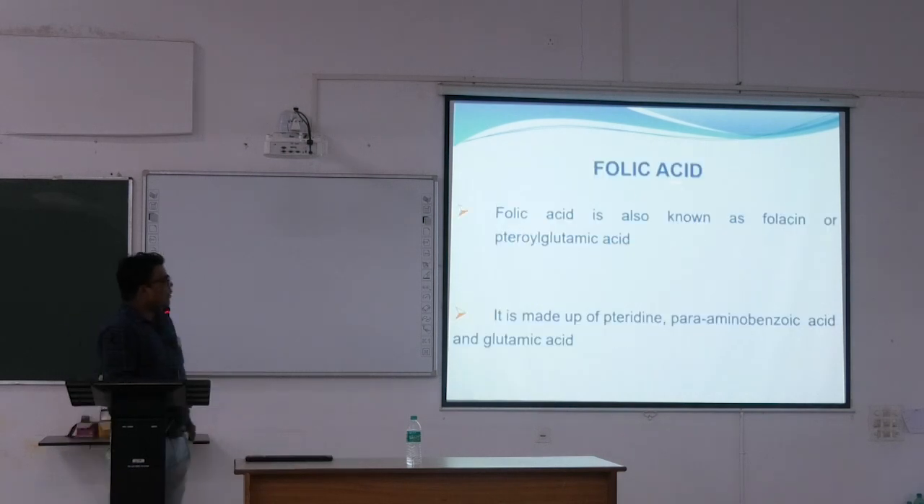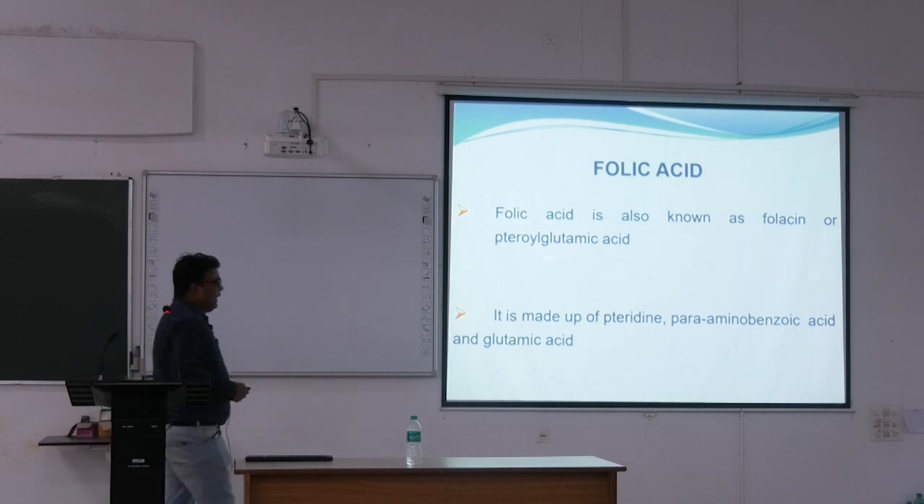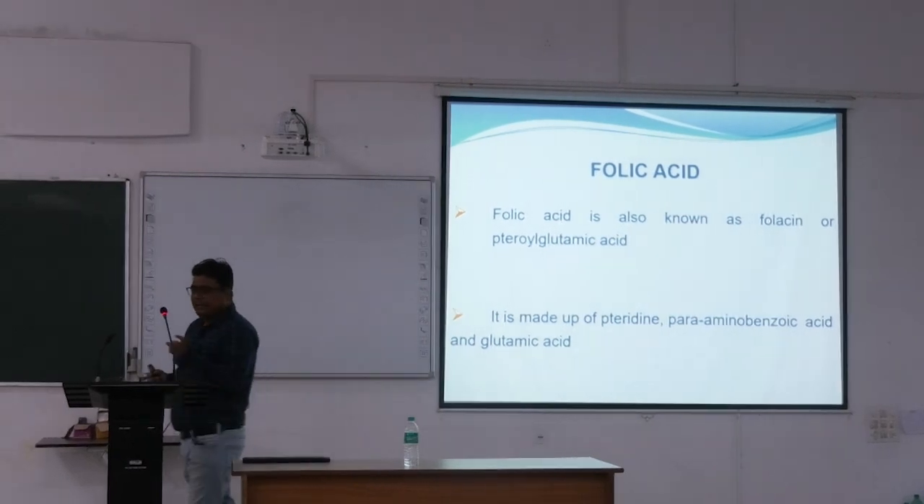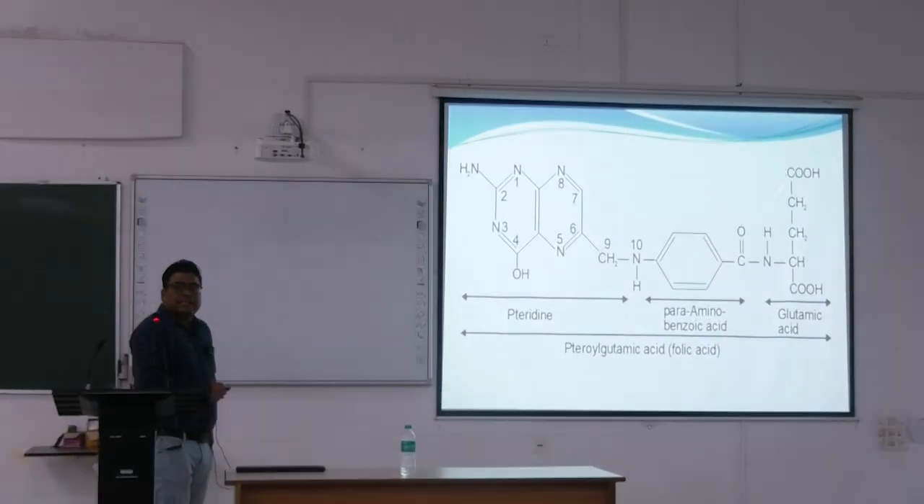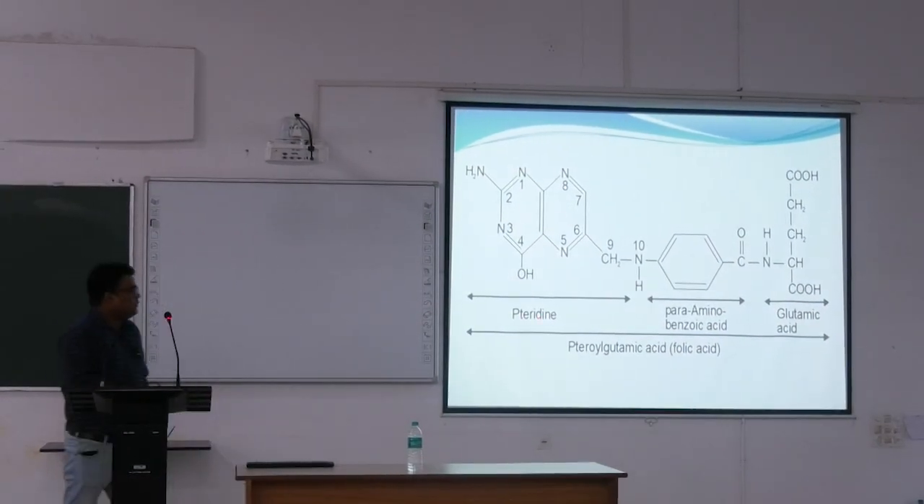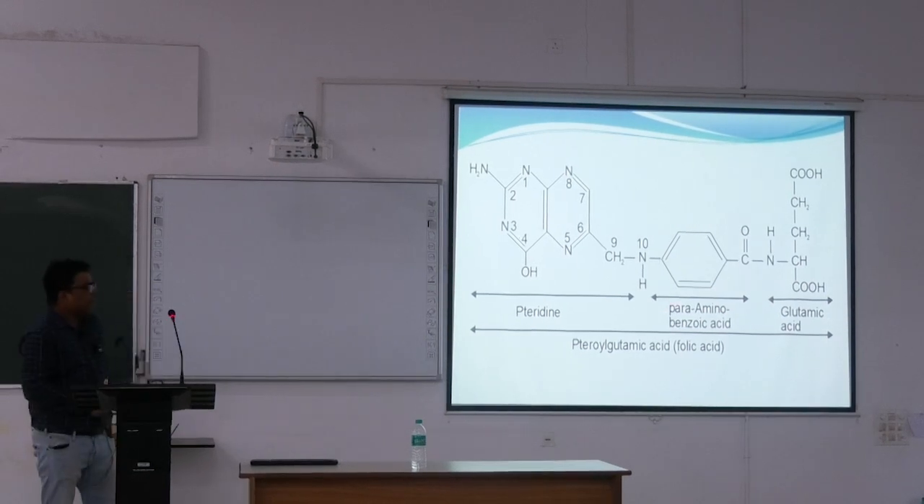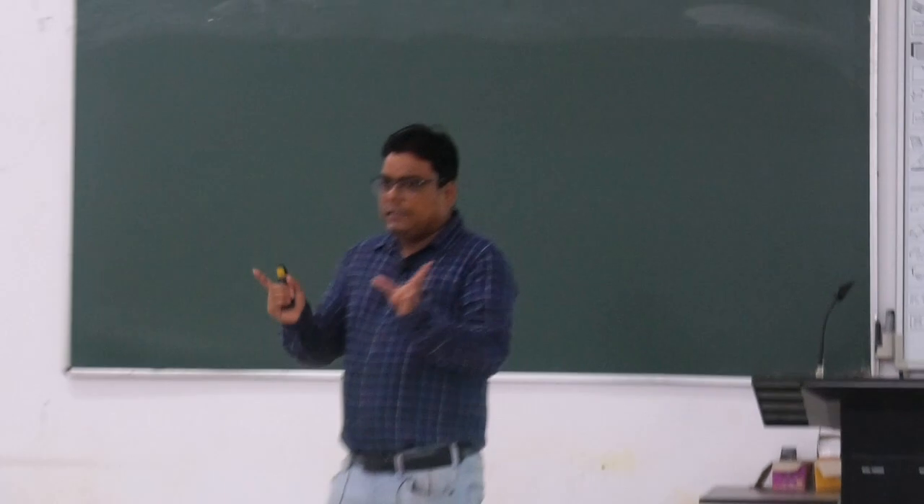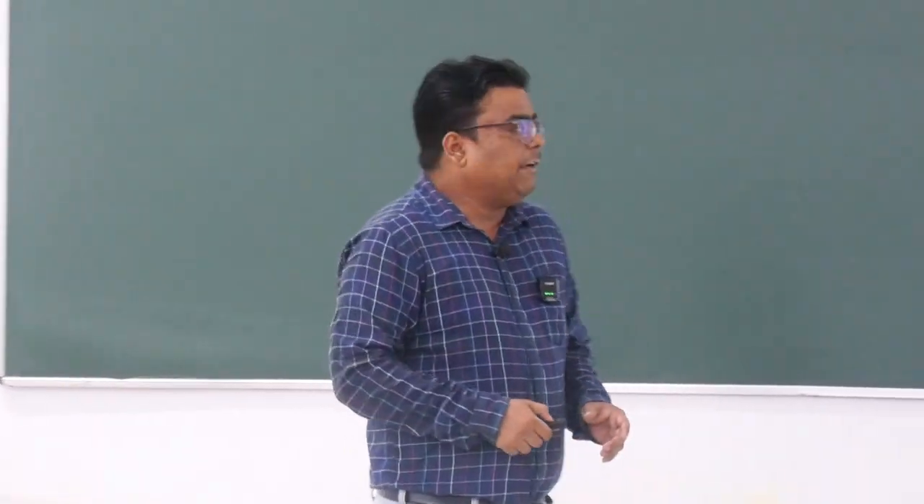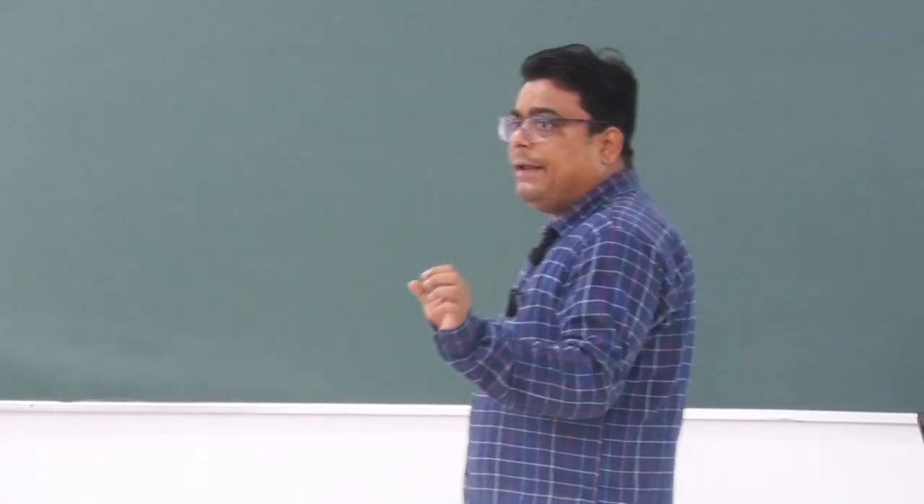This is the important vitamin, folic acid. Folic acid is also known as folacin and pteroylglutamic acid. It is a chemical structure. You will see this is the structure of this vitamin and how it is formed. It is formed by the combination of pteridine plus PABA plus glutamic acid. When all these chemical forms are combined, they form pteroylglutamic acid, which is called folic acid, which is called vitamin B9.